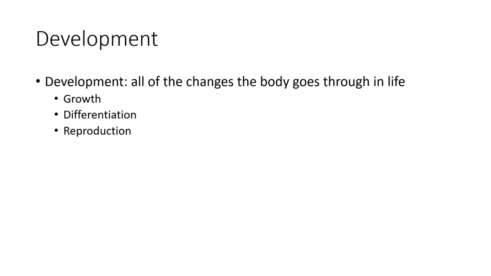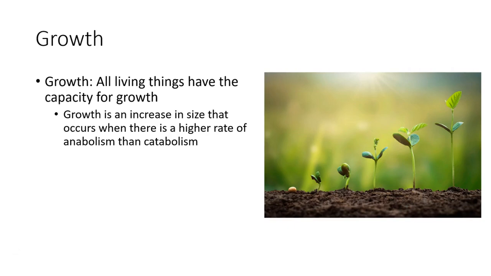And then development, and we're going to combine a few different things into development. Development is all of the changes that our bodies go through throughout the course of our life, and it includes 3 different components, which are growth, differentiation, and reproduction.